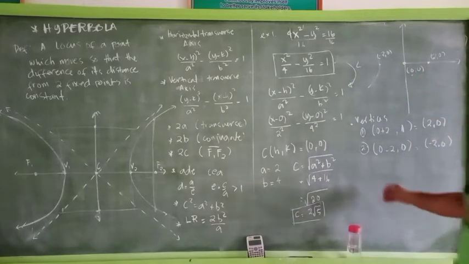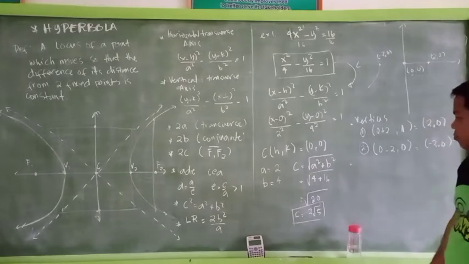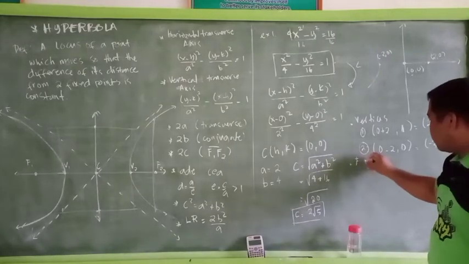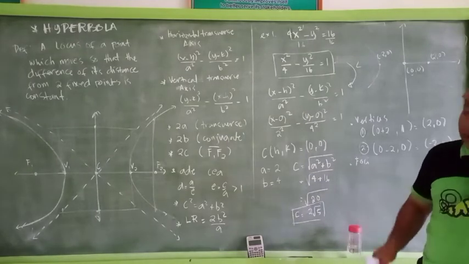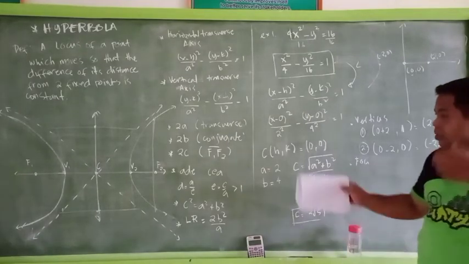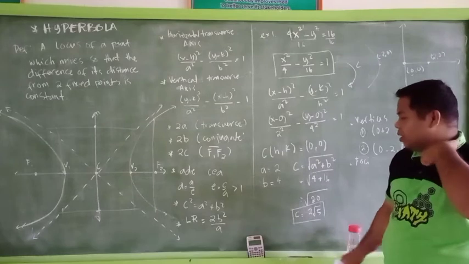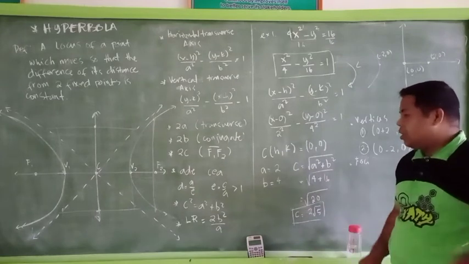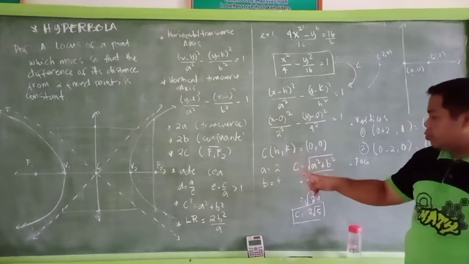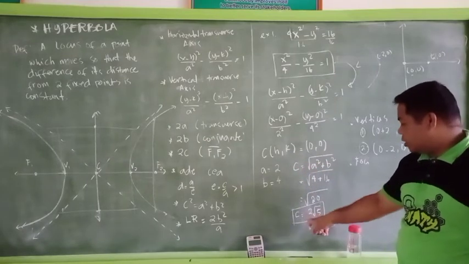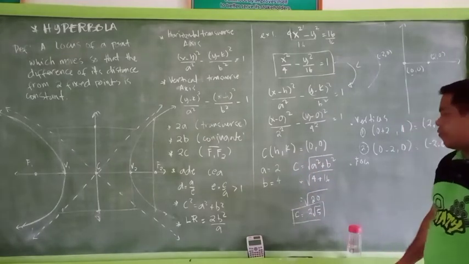Nakuha. Next naman, hanapin naman natin yung foci. Ano yung foci? That is your focus. So distance from center to focus, is it B or C? Very good, that is C. So distance from center to focus, that is your C. C natin dito is 2 square root of 5.